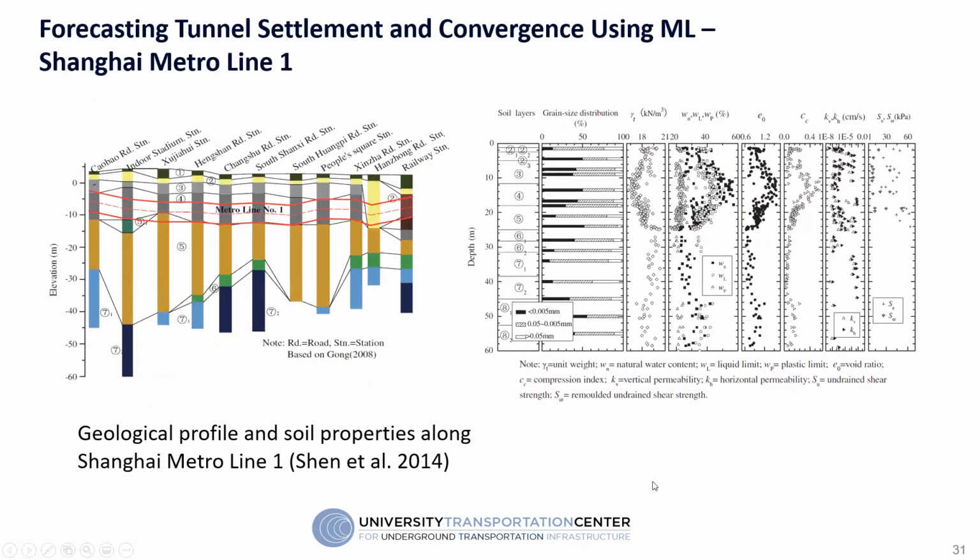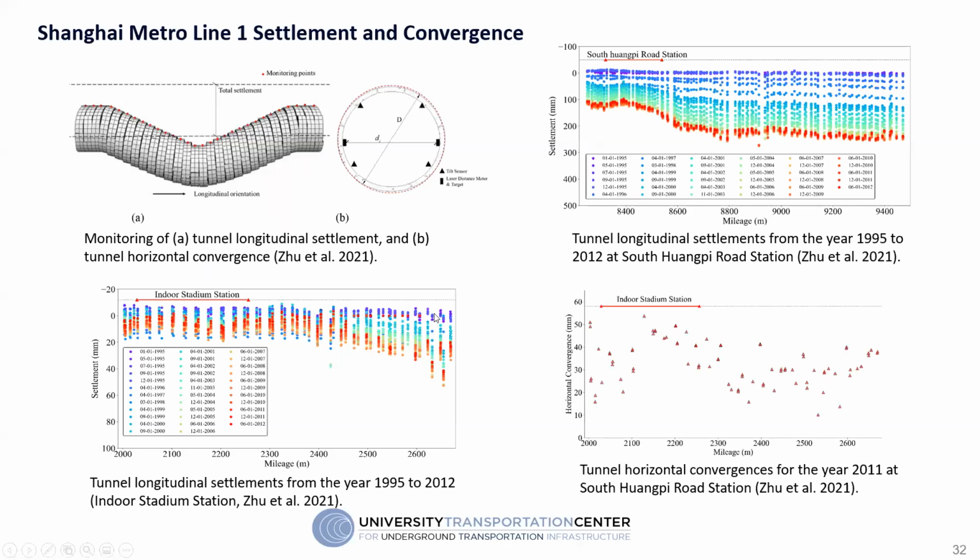Third example is settlement in the Shanghai Metro. You can see here the locations of the different stations along the length and the soil profile, the different types of soil that are encountered. We also have here geotechnical data, the soil parameters that were surveyed. The problem here is, can we forecast, using early measurement data, the settlement along the length of the tunnel?